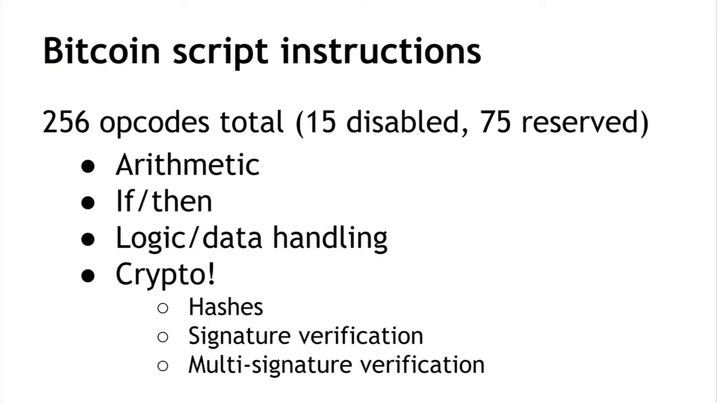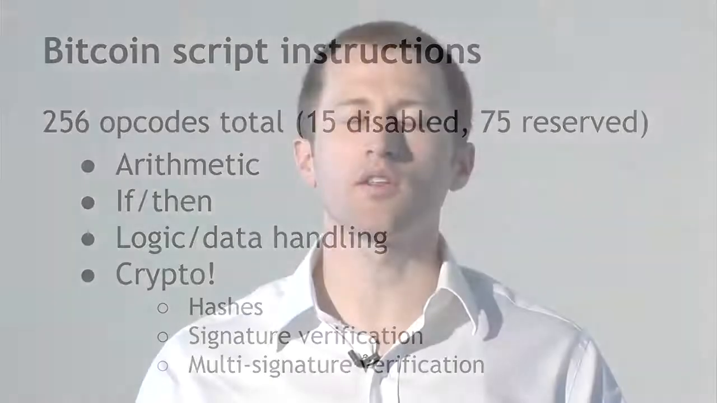There's a lot of the basic instructions that you'd expect in any programming language. There's basic arithmetic, basic logic like if and then, throwing errors, not throwing errors, returning early. And finally, there are crypto instructions, like I said. So there are hash functions, instructions for signature verification, and there's a special, very important instruction for multi-signature verification.